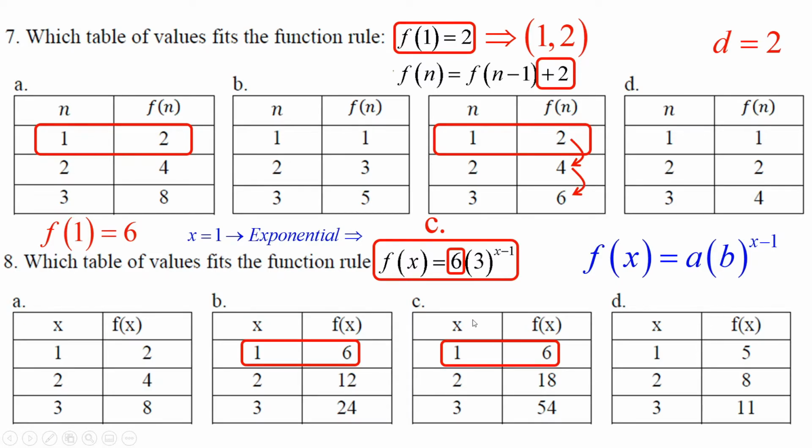And now, the base, which is the same thing as the common ratio, is that base right there, which is 3. So that means I am multiplying by 3. 6 times 3 is not 12, so that's out. 6 times 3 is 18, and 18 times 3 is 54. So again, my answer is C.